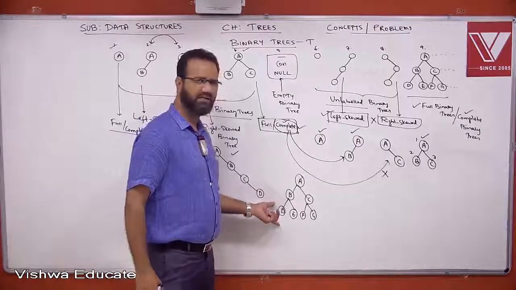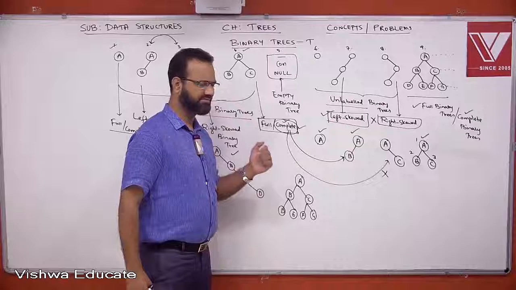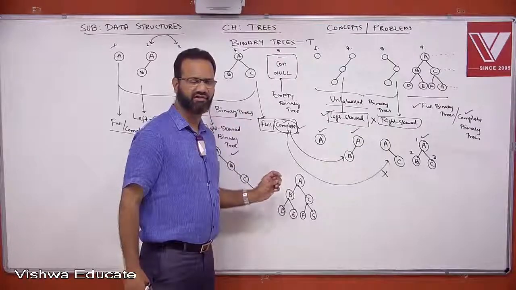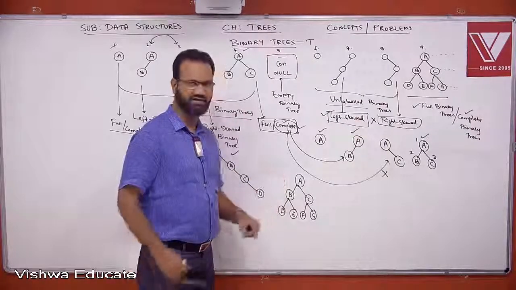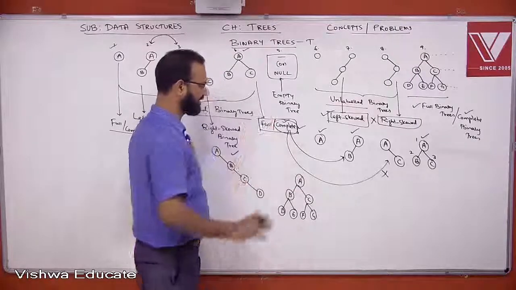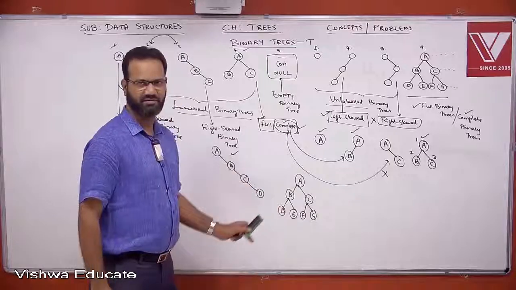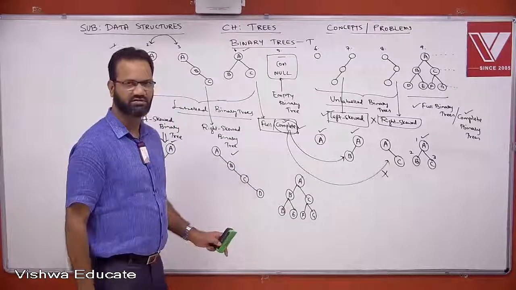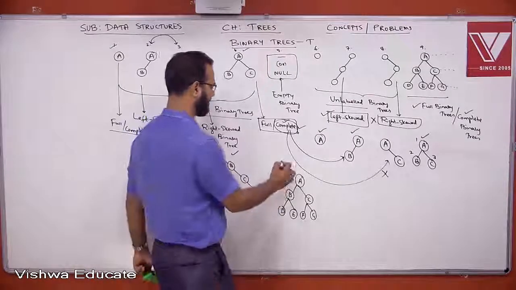What is a full binary tree? We will see with respect to the formula also. We will define formally what a full binary tree is. Right now, for every node the number of nodes is exactly filled up. There is no empty memory location over here. So I'll say this one is a full binary tree.